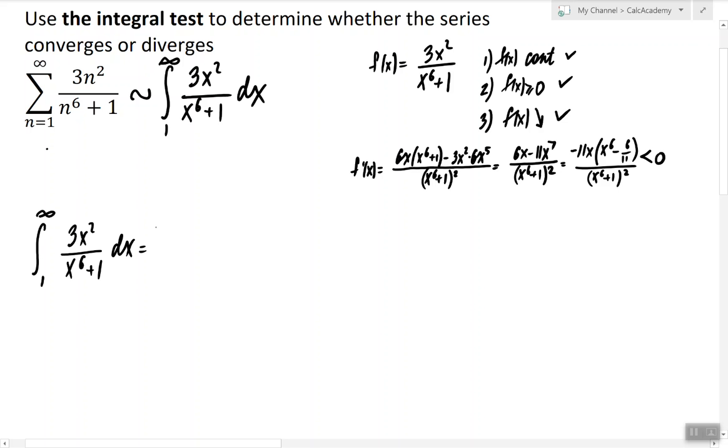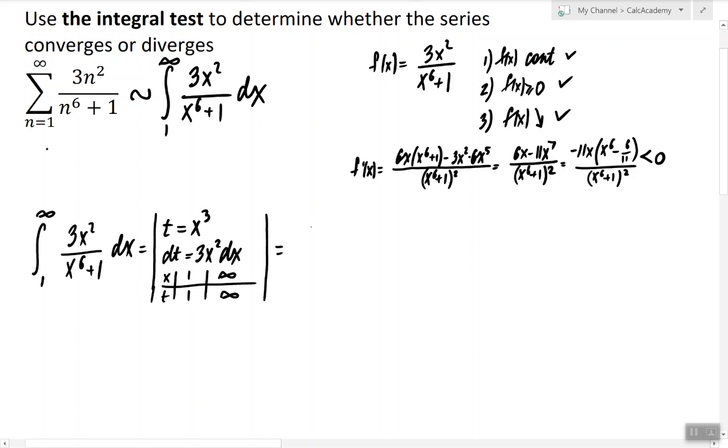To compute this integral, we're going to do a substitution. We're going to substitute x cubed with t. So dt is equal to 3x squared dx. And the limits of integration: when x is 1, t is 1. When x is infinity, t is also infinity. So the limits of integration do not change. So we have the integral from 1 to infinity of dt over t squared plus 1.